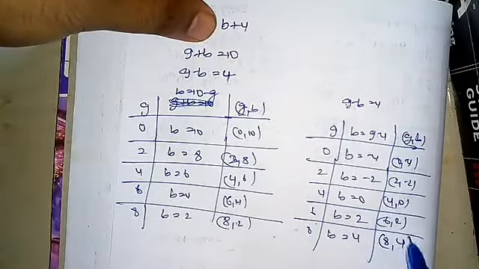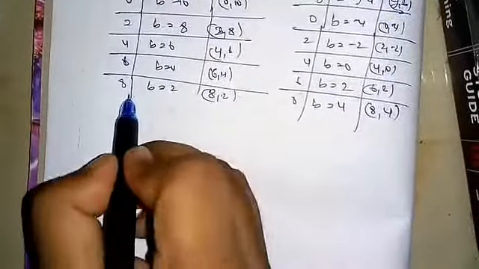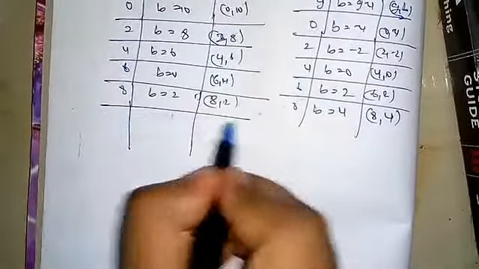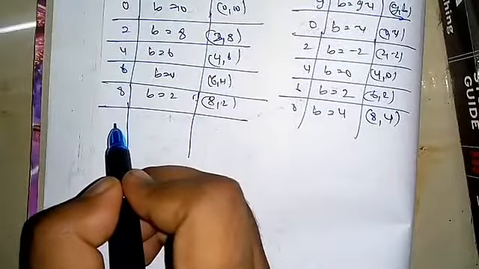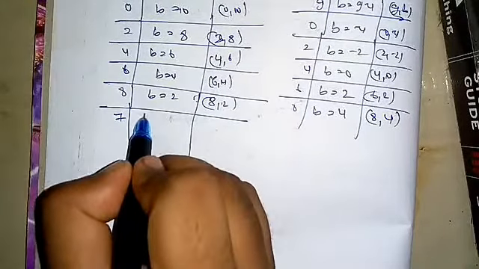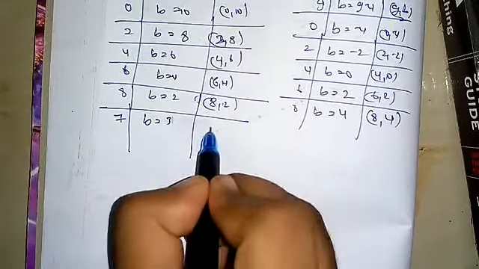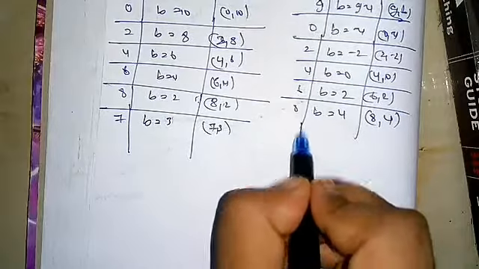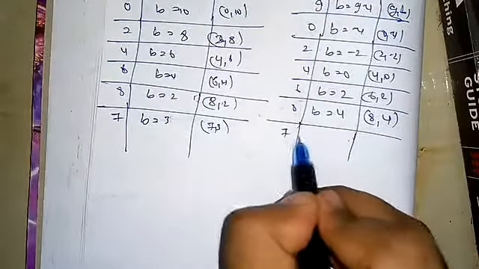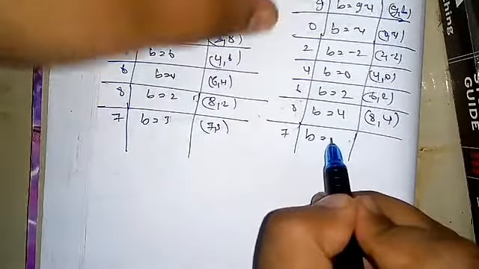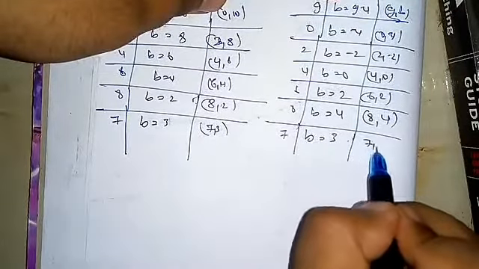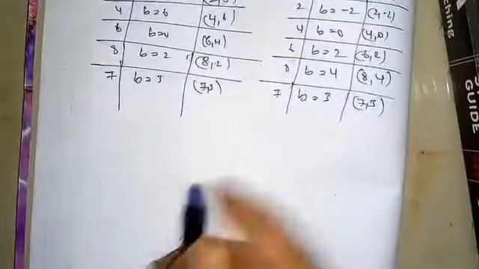Let's find out a few more points also. For 7, B will be 10 minus 7, so it will be 7 comma 3. And here also let us find for 7. B is equal to 7 minus 4 is 3, so it is 7 comma 3. Let's plot these points on the graph.